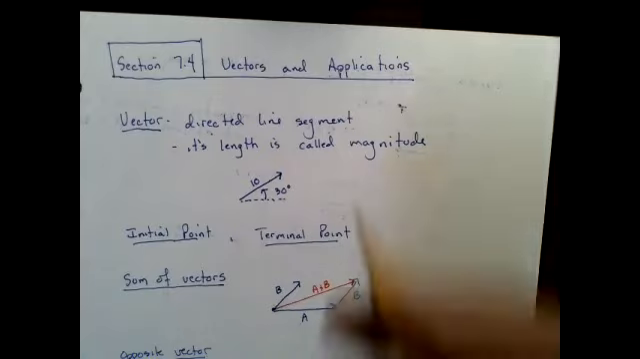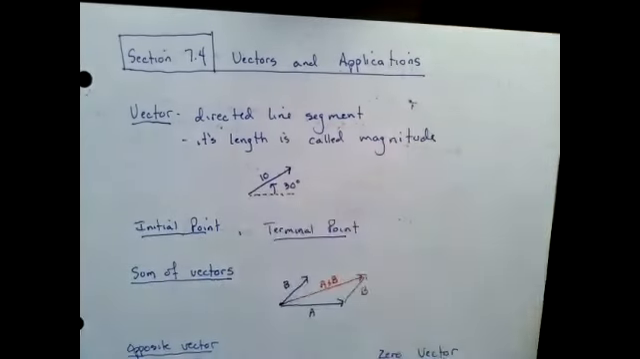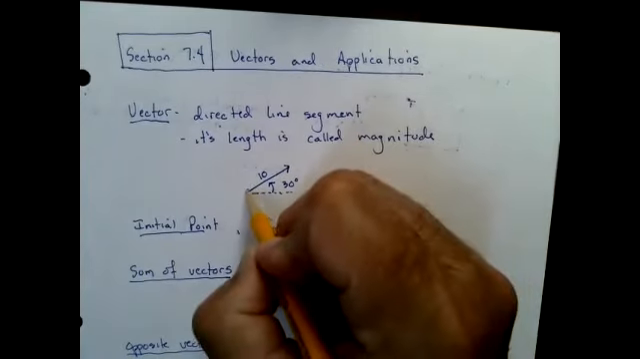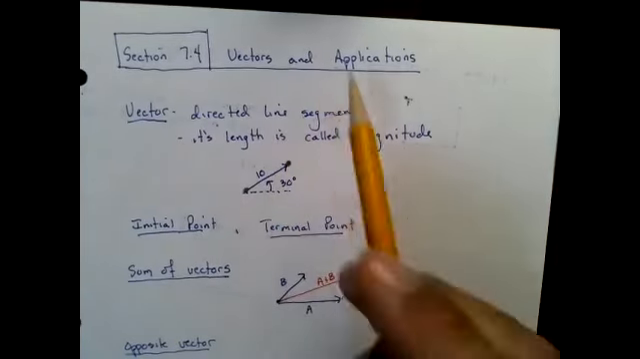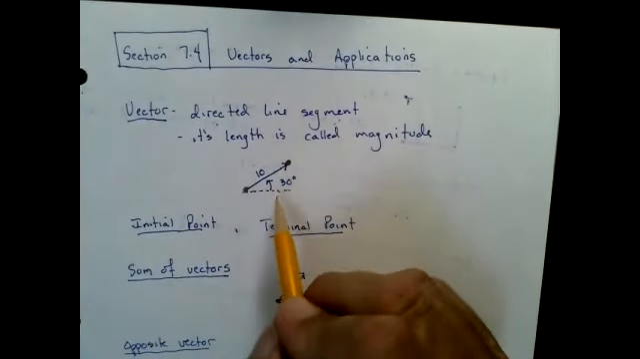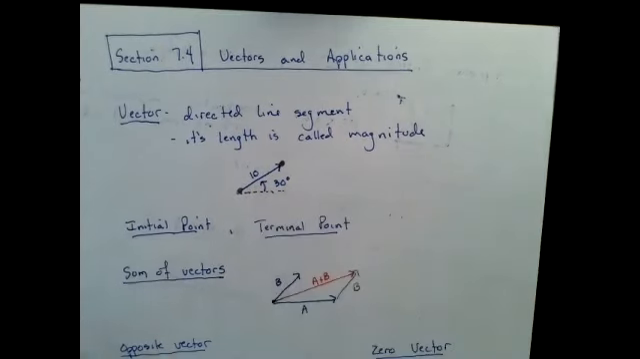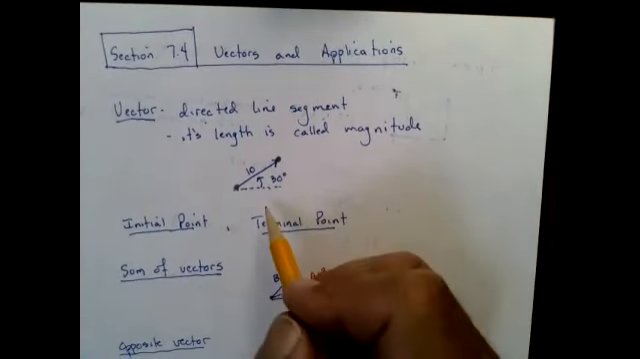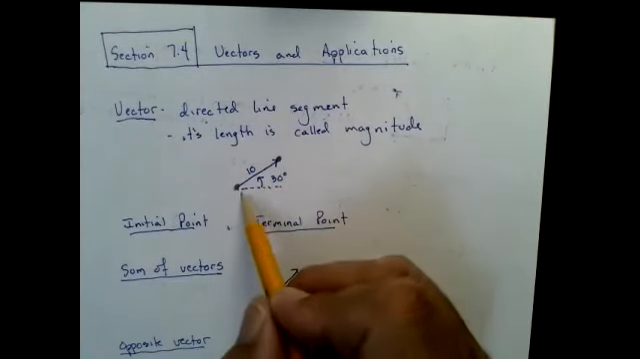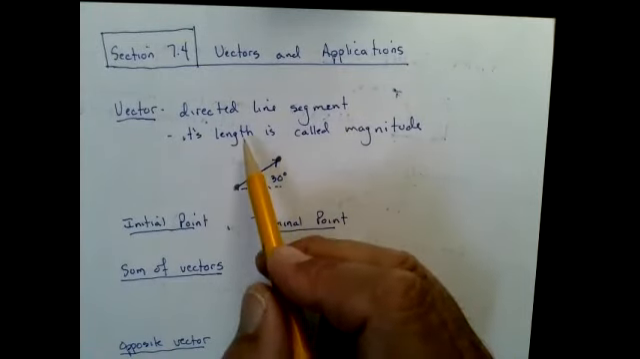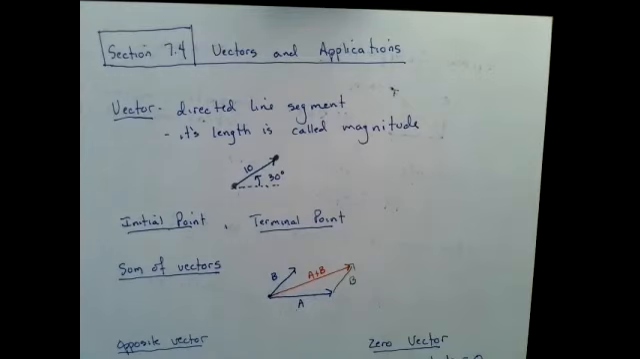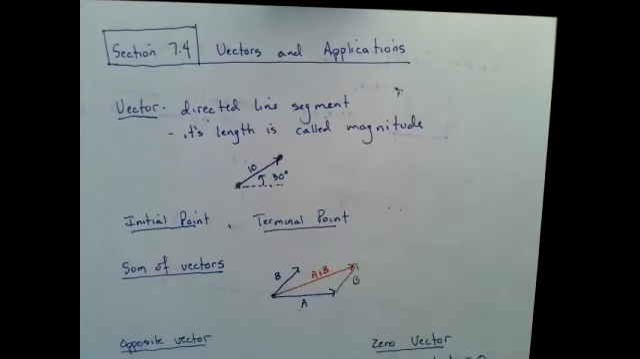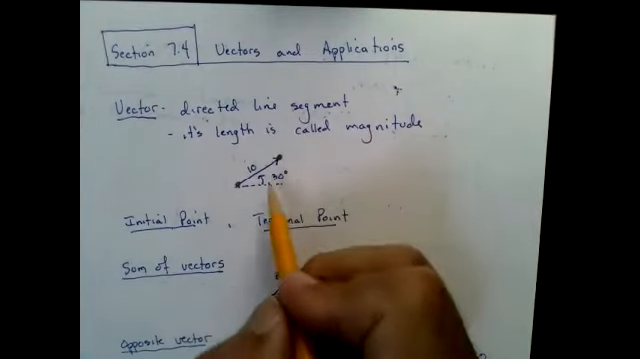It starts at this initial point right here. It goes to a terminal point right here, and it has a direction. It's going that way. Now, how do we measure all that? Well, we can say that this has a length of 10, and we're going to switch terminology. Instead of calling it length, we're going to start calling it the magnitude. This guy has a magnitude of 10, and it also has an angle measure, in this case 30.